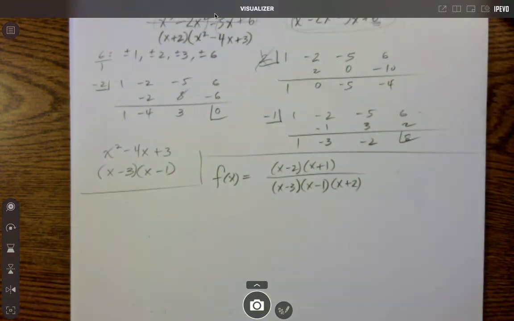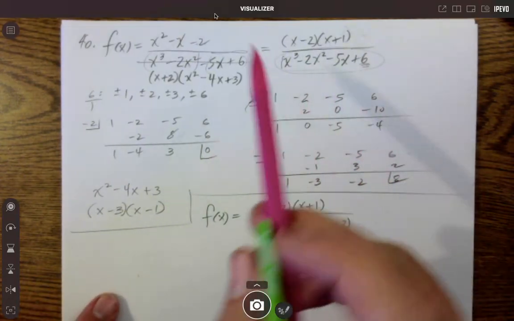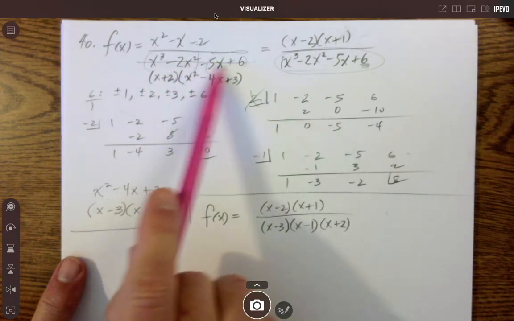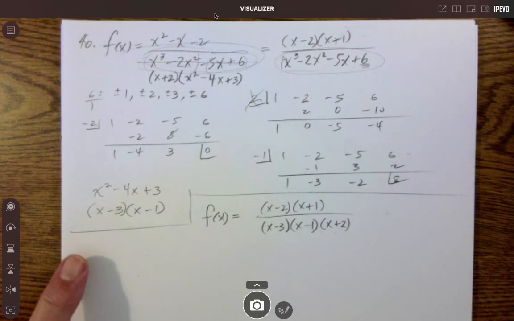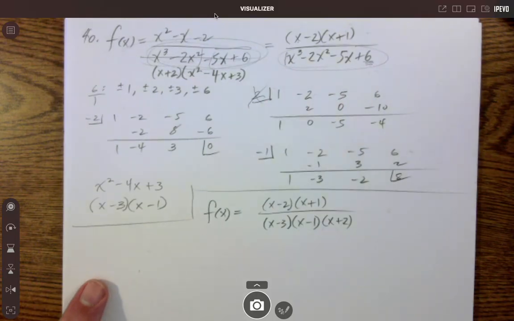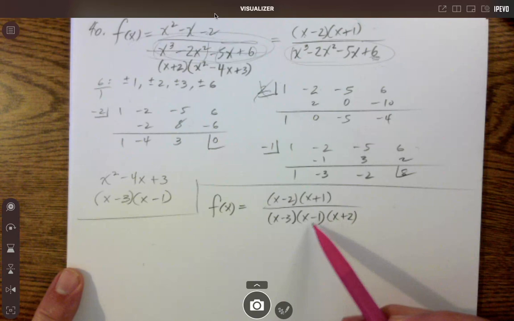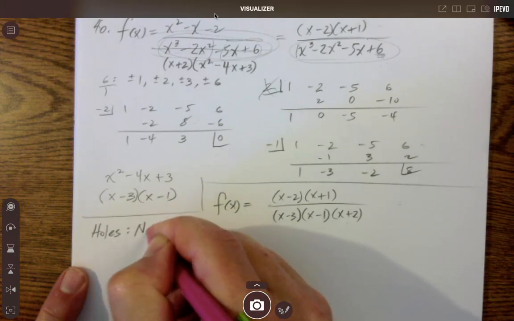So as you can see, perseverance pays off. Now, I think there's got to be a better way to factor this. If you figure it out, let me know. I'm sure I'm just forgetting something, but I found them by using synthetic division. All right, so what do I know then? I know that nothing cancels on top and bottom, so there are no holes. So if I'm looking for holes in the graph, there are none.